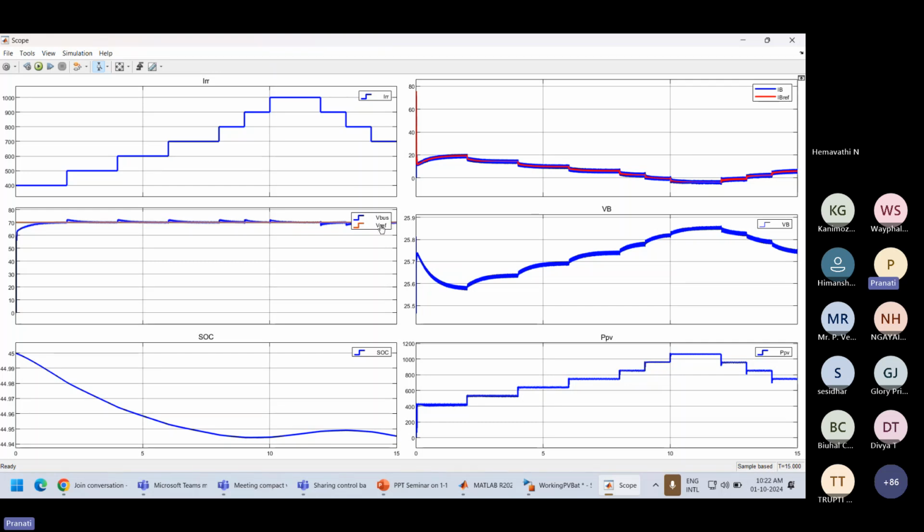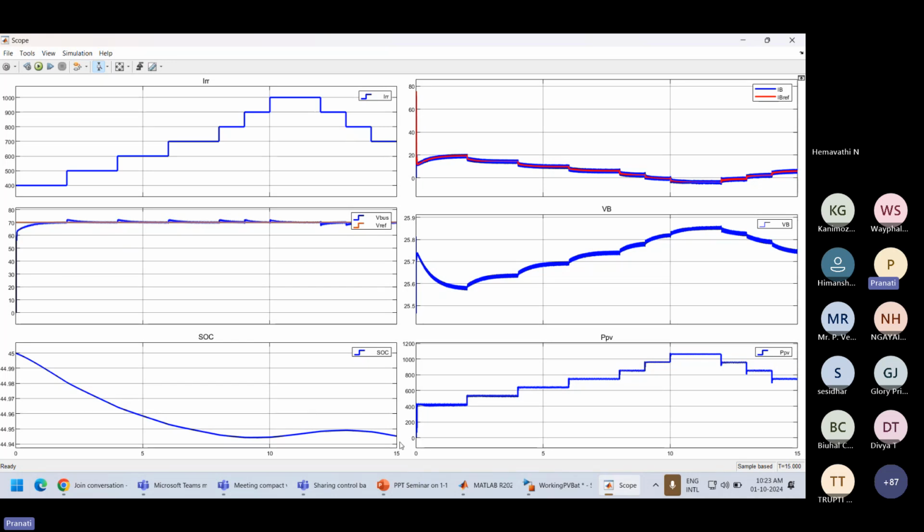V bus is the blue line, V bus reference is the 70 volt. You can see that the bus voltage correctly tracks the reference voltage. Then state of charge is also changing accordingly. See at that point, battery is charging. So state of charge is decreasing. Similarly, as it goes around 1000 watt per meter square, battery discharges. So this gives rise to a smooth curve.